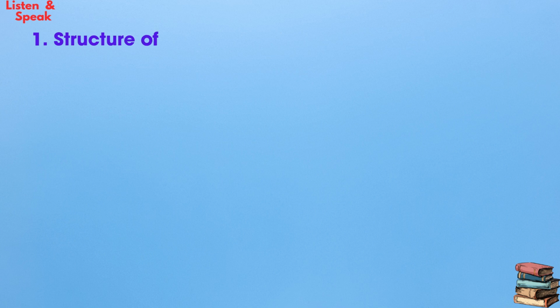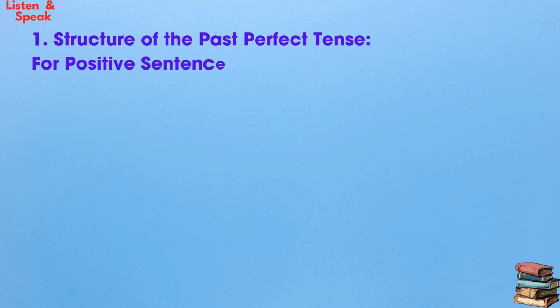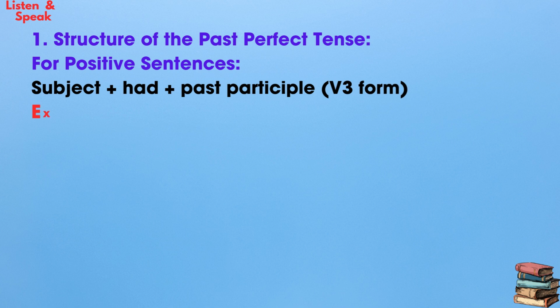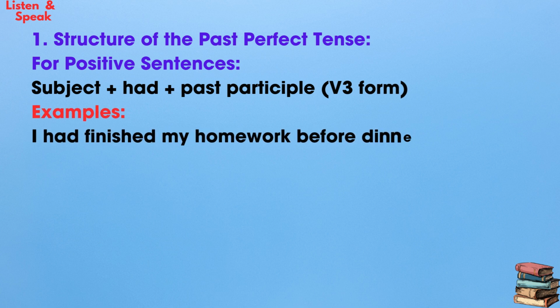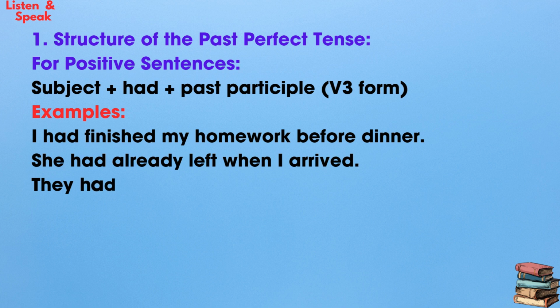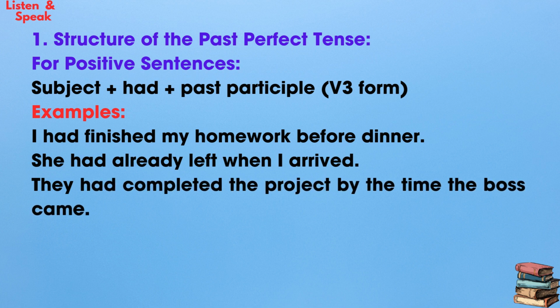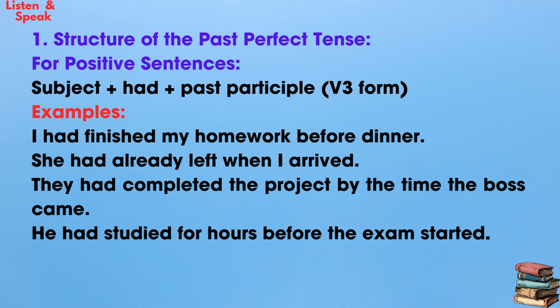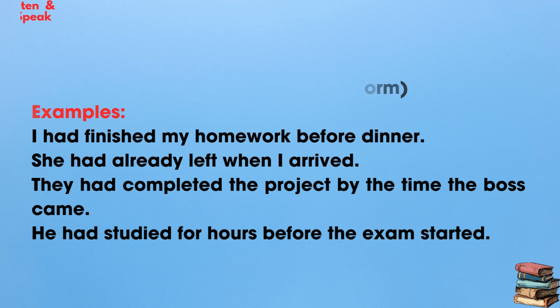1. Structure of the past perfect tense for positive sentences. Subject, had, past participle, V3 form. Examples: I had finished my homework before dinner. She had already left when I arrived. They had completed the project by the time the boss came. He had studied for hours before the exam started.